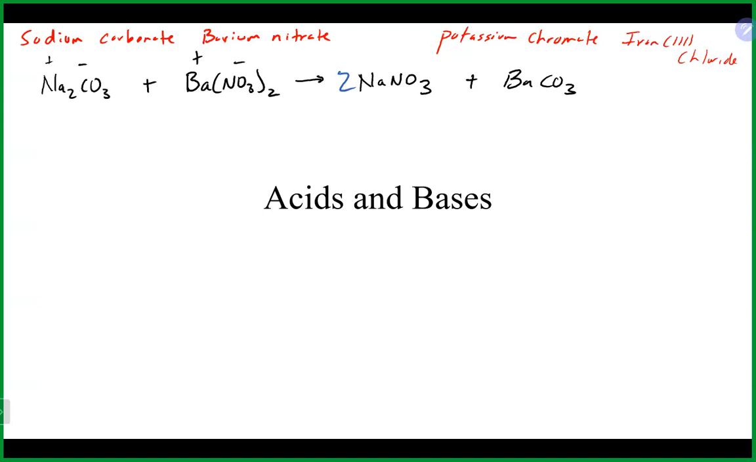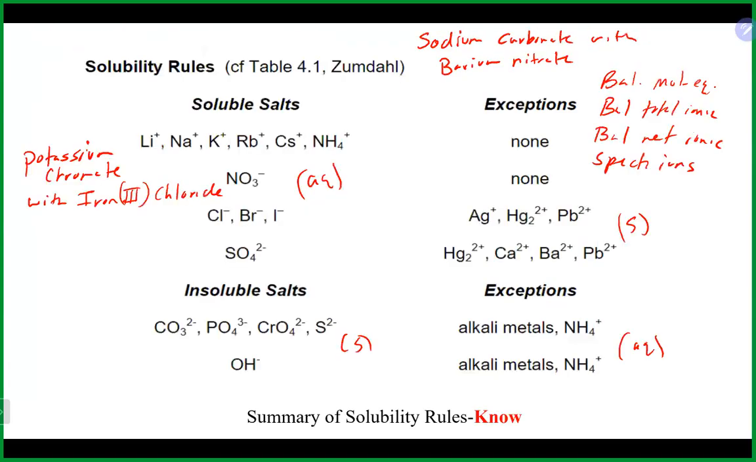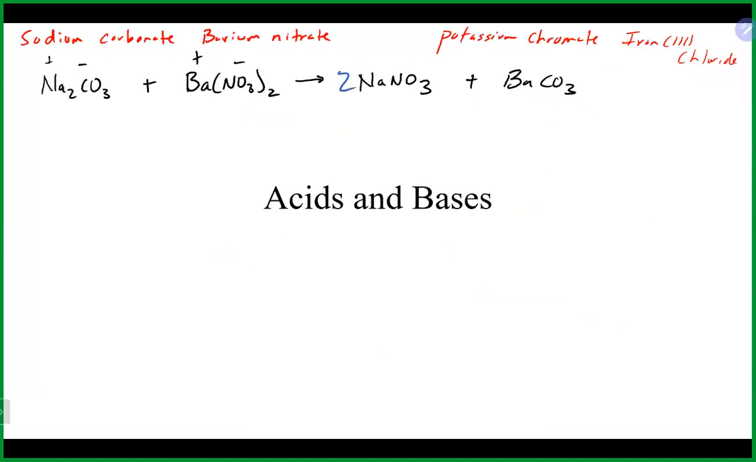We also want to use our solubility rules here to figure out, is it aqueous? Is it solid? Looking at the first one, I've got sodium and carbonate. Sodium is group 1. It is soluble in everything. There is no exception, which means I do not need to go any further than that. And I know that this one is going to be aqueous based off of that.